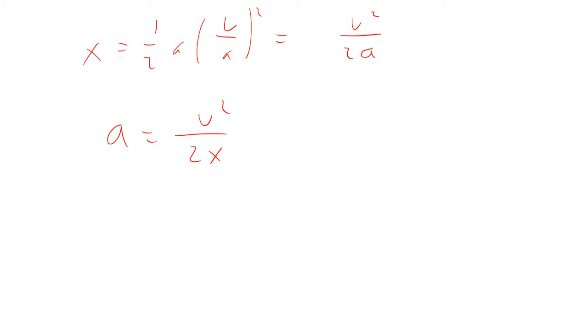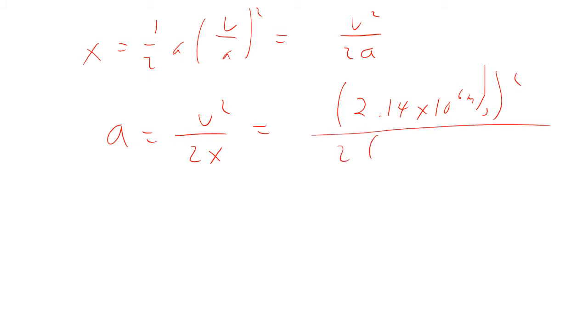Well, we happen to know what x is. So this is going to be equal to 2.14 times 10 to the 6 meters per second, that quantity squared, divided by 2 times, we said that was 1.25 centimeters, so that's 0.0125 meters. And so the acceleration is 1.83 times 10 to the 14th meters per second squared.